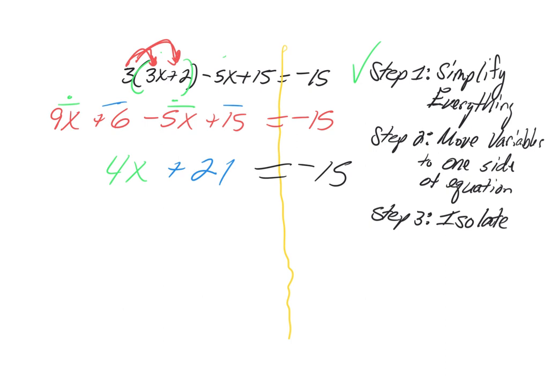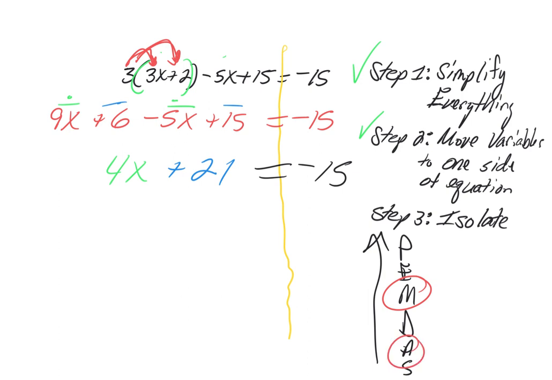So now I'm going to move on to the next one. Move variables to one side of the equation. Well, x is already on one side by itself, so it's already done for me. And then the last one is we're going to isolate. And remember, that is PEMDAS in reverse. So now I'm going to ask myself, well, what is being done to it? Well, 4 times x plus 21, so it's multiplying and addition. So I don't need to worry about these other ones.